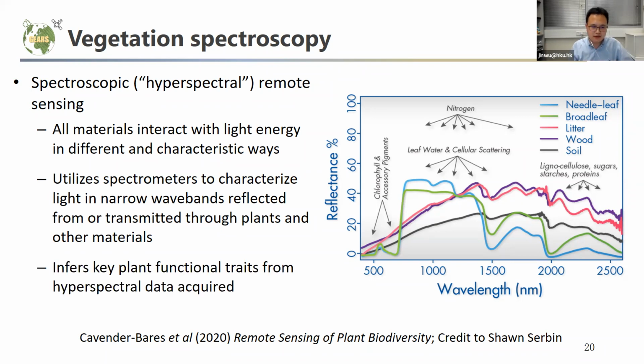And then later on, we can develop models to infer key plant functional traits from the hyperspectral data we collect. Like the example shown here, we now have really high confidence to infer traits from this kind of measurement. We can predict leaf water content, leaf mass per area, leaf nitrogen, and so on. So many traits can be derived from this kind of technique.